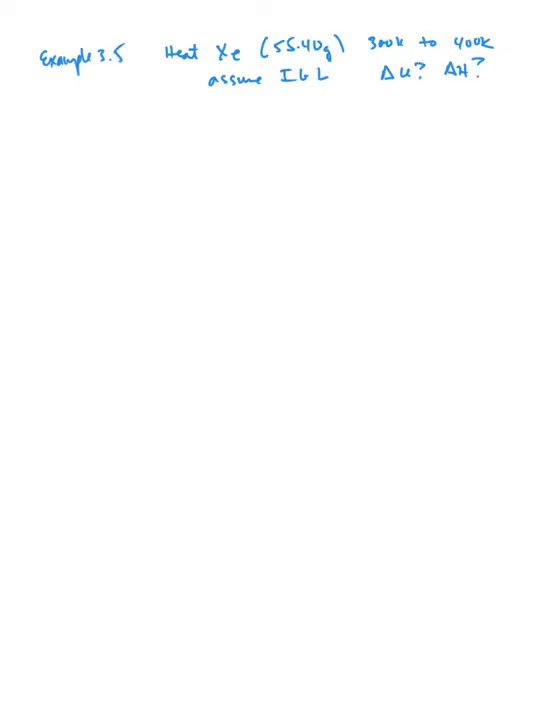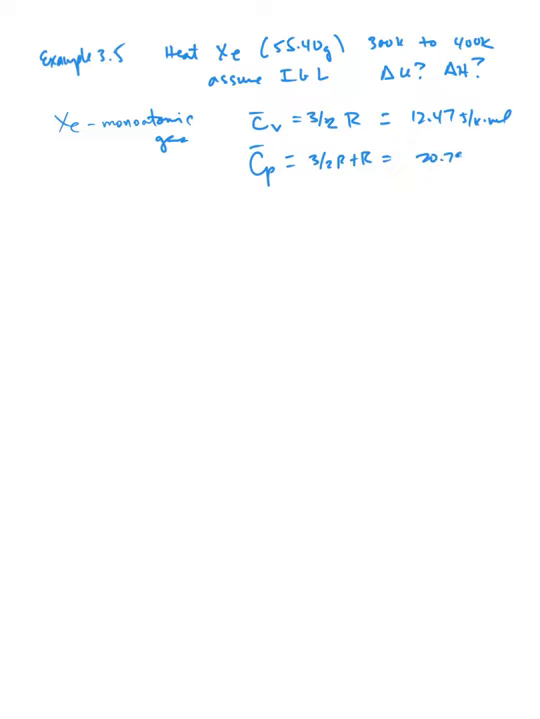Okay? So xenon is a monoatomic gas. So we just have 3/2 R for the constant volume heat capacity. The constant pressure heat capacity is going to be 3/2 R plus R based on the derivation we did on the previous page. So this is going to be 12.47 joules per K dot mole, and this is going to be 20.79 joules per K dot mole.